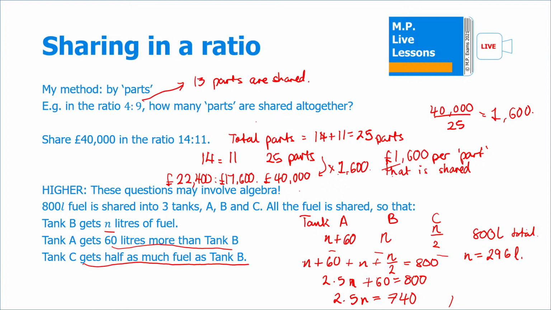So that means, for each tank, if you return to the question, we want to find out how much fuel is in each. So tank B gets n liters. We already know n is 296. Tank A gets 60 more liters than tank B. So 296 plus 60, so that's 356. And then tank C gets half as much as tank B. So 296 divided by 2, which is 148 liters.